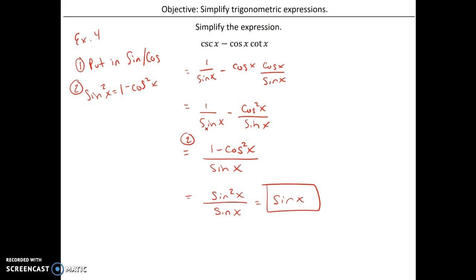Okay, so in this video we simplified this trigonometric expression using reciprocal identities and Pythagorean identities.